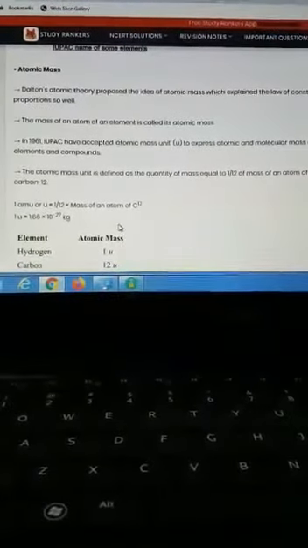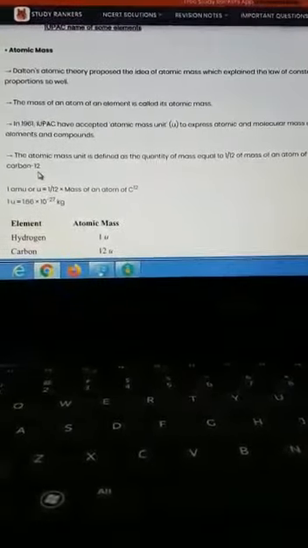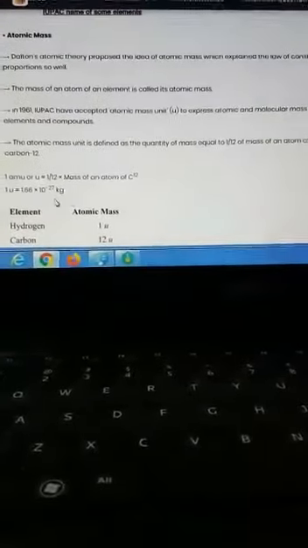So what is one atomic mass unit? One atomic mass unit is defined as the quantity of mass equal to exactly 1/12 the mass of one atom of carbon-12. Why is it written carbon-12? Because the mass of carbon is 12. Have you understood?